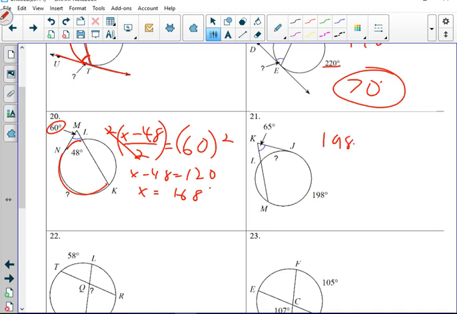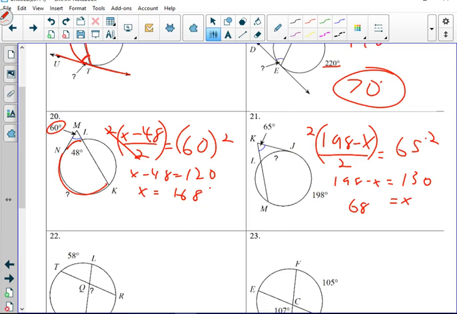Similar problem, big arc minus the small arc, divided by 2 equals 65. Well, if we multiply by 2, we get 198 minus x equals 130. Let's subtract 130 and move the x over. So x equals 68.